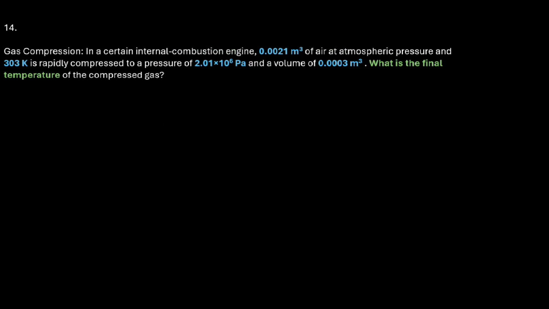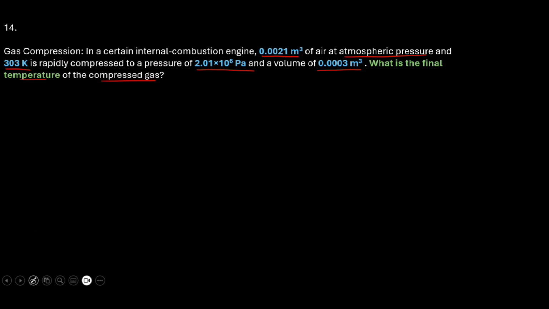Question 14. In a certain internal combustion engine, 0.0021 meter cube of air at atmospheric pressure and 303 Kelvin is rapidly compressed to a pressure of 2.01 times 10 to the power 6 Pascal and a volume of 0.0003 meter cube. What is the final temperature of the compressed gas?